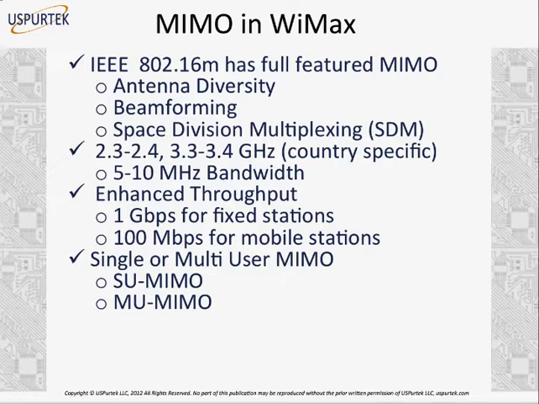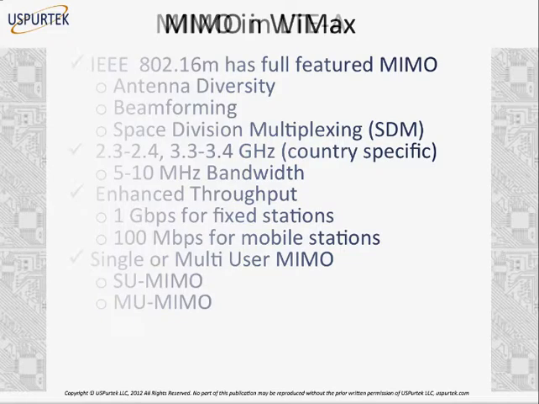Okay, let's look at how MIMO goes in WiMAX. So here the 802.16m version has full-featured MIMO. It supports all techniques: antenna diversity, beam forming, space division multiplexing. And you have these frequencies which are country specific, 5 to 10 megahertz bandwidth, and it has enhanced throughput. Now it supports two different configurations of MIMO, SU or single user MIMO and multi-user MIMO. We'll discuss in a little more detail what is the single user MIMO and multi-user MIMO.